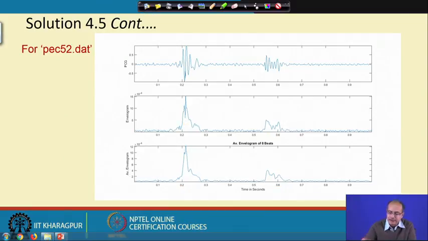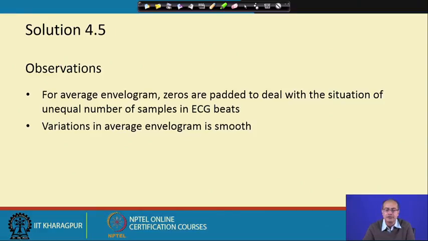So, that is the way we are successful in computing them, and at the end of it we need to make some observations about what we learn out of this assignment. The first thing is that for the average envelopegram, zeros are padded to deal with the situation of unequal number of samples in the ECG beats. The cycles are different in length, and to avoid numerical problems in averaging cycles of unequal length, we add zeros at the end, which we call padding, and make them of equal length, and that makes it easy for us to take the average. So, that is the first part. In fact, that was one of the questions we were asked to answer.